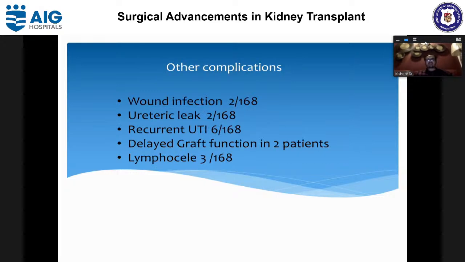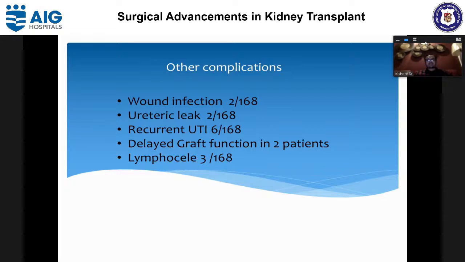And wound infection is quite rare. Ureteric leak, again, we had 2 cases. Again, both were done through open, it was not robotic, through the Pfannenstiel. Then delayed graft function in only both the 2 cases who had the arterial thrombosis.